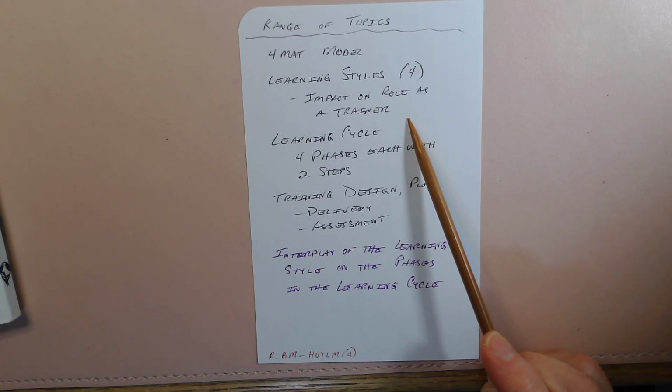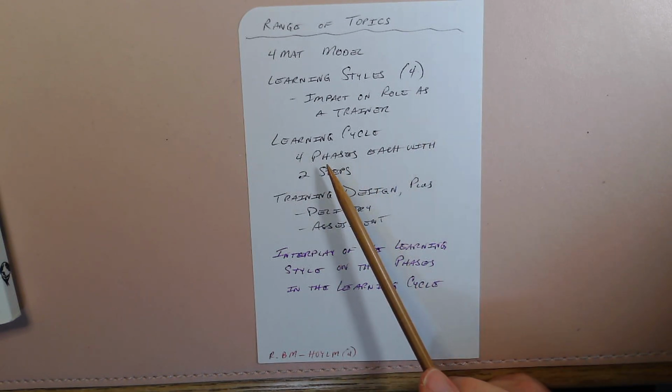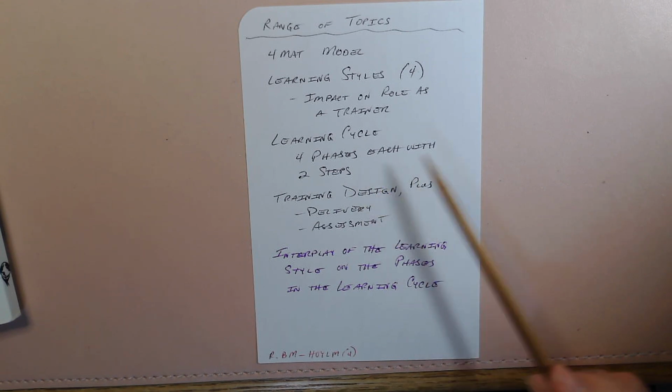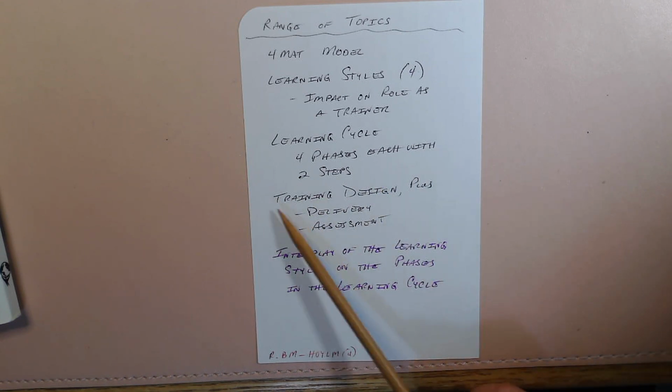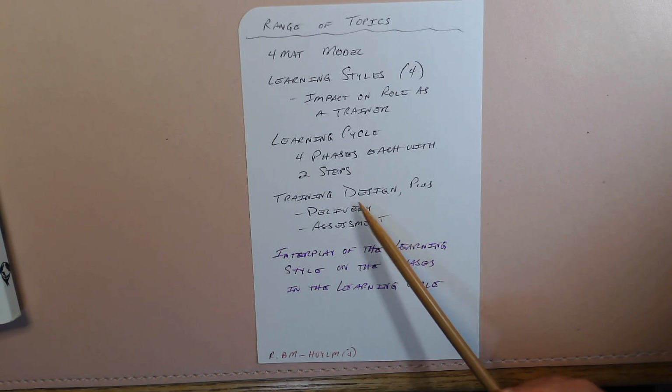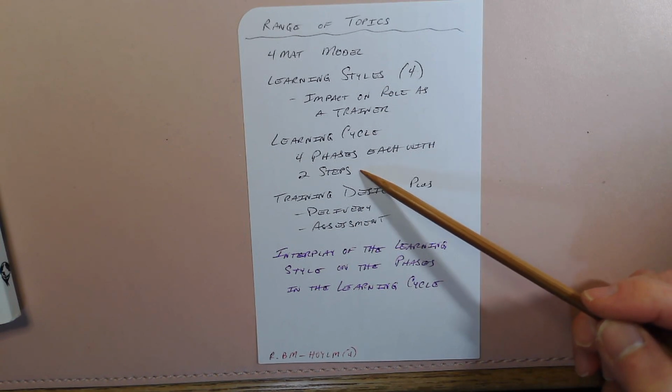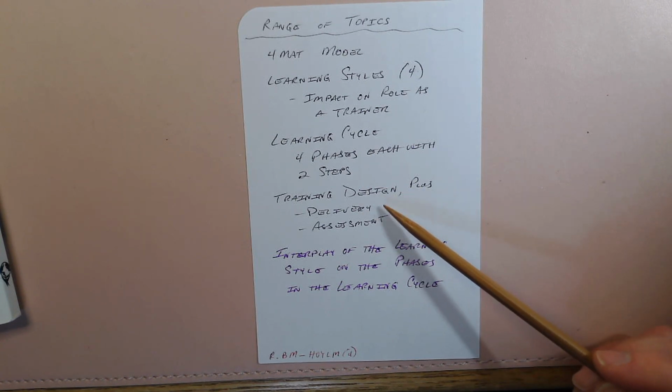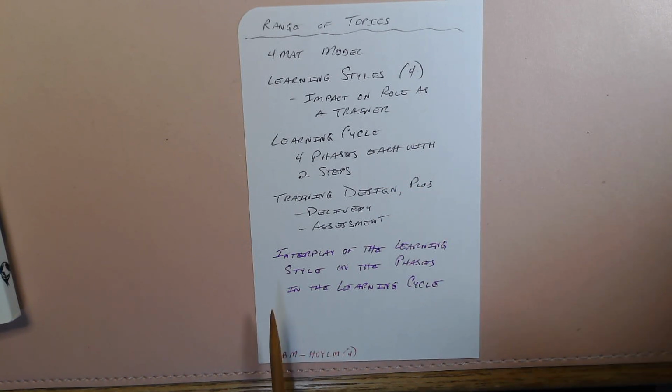The range of topics covers the format model itself, 4 different learning styles and how they impact your role as a trainer, the learning cycle itself, the 4 phases, each with their 2 steps, and how to design quality training using these pieces of information, plus information on delivery and assessment. And running throughout is this interplay of the learning style with the phases in the learning cycle.